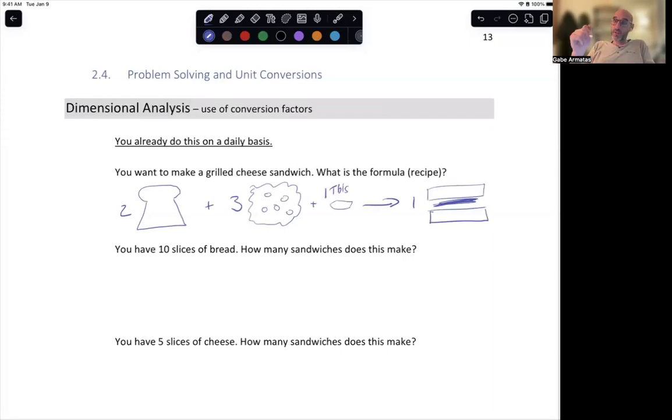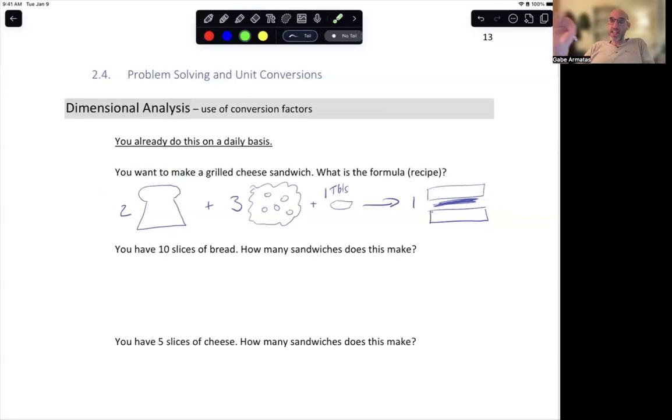These are all conversion factors. I know that the ratio of sandwiches to bread, for every 2 slices of bread, I can make 1 sandwich. That's a conversion factor, because 2 slices of bread per 1 sandwich, or 3 slices of cheese per 1 sandwich, or 2 slices of bread versus 3 slices of cheese. So these are all conversions within the context of this formula, of this recipe.